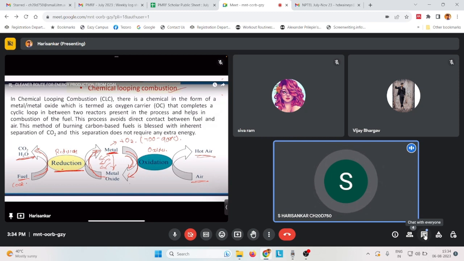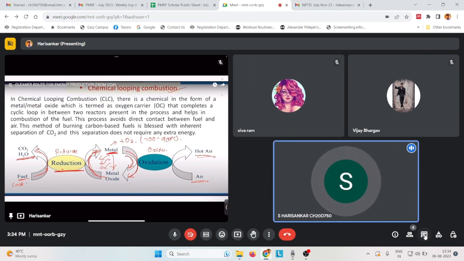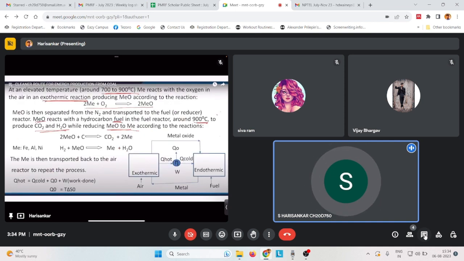Now this metal form, again you can oxidize it back to the metal oxide at 700 degrees Celsius, and this metal oxide will again pass through this reduction cycle to convert your coal to carbon dioxide and water. So thus this cycle continues. So this process is called chemical looping combustion.